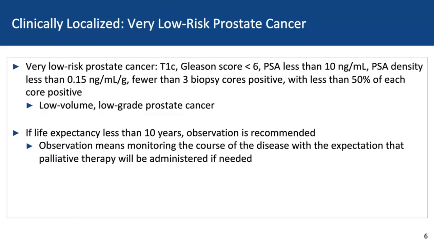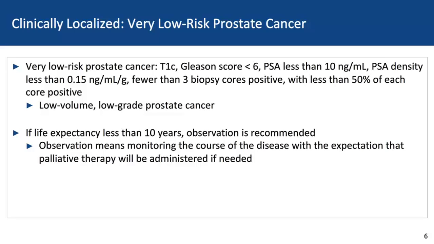Very low-risk prostate cancer is defined as T1C, or a cancer that is found because a PSA is elevated, nothing is palpable, a Gleason score of 6, a PSA in the blood of less than 10, and a PSA density of less than 0.15. It's also low volume. Less than 3 out of the 12 biopsy cores should be positive, with less than 50% of each of those cores positive. In other words, this is a low-volume, low-grade prostate cancer.